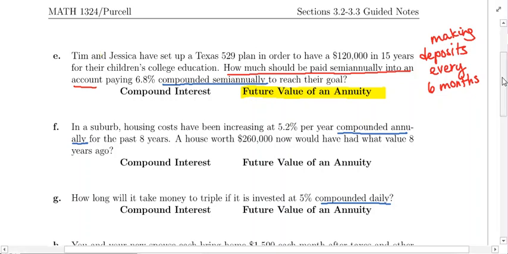All right. Next. In a suburb, housing costs have been increasing at 5.2% per year, compounded annually for the past 8 years. A house worth $260,000 now would have had what value 8 years ago? Again, a little bit of a different twist here. This is not a loan. This is not a saving money problem. This is a situation that we actually see every day in the real world.